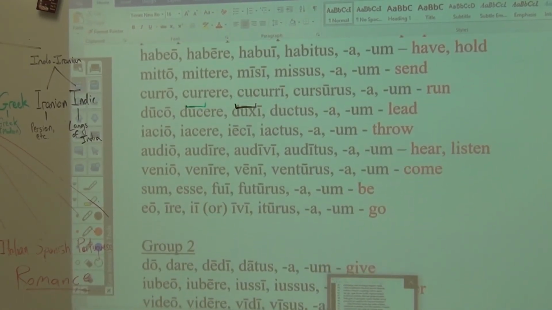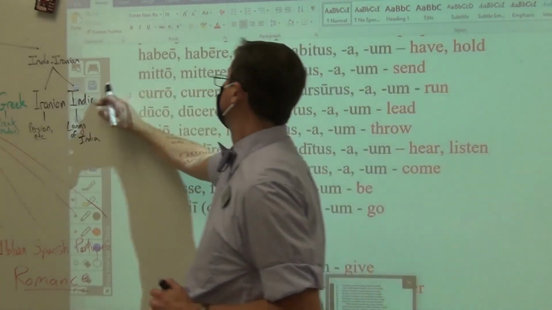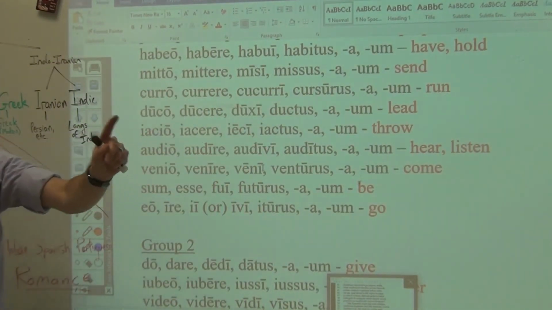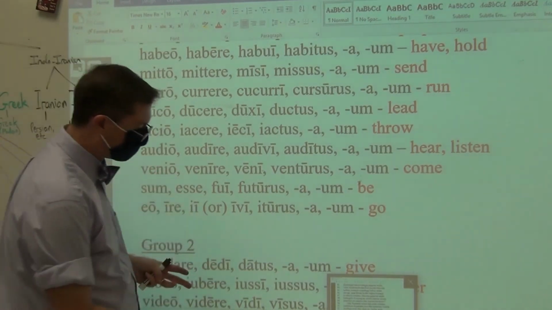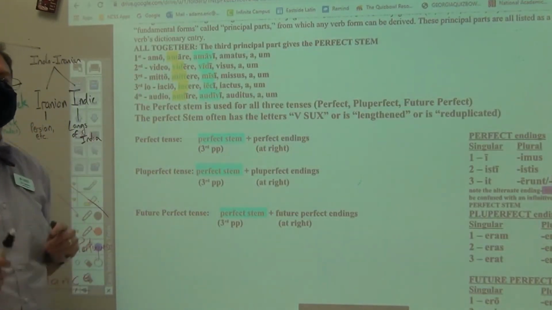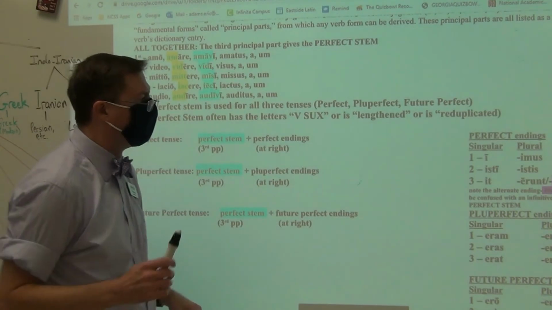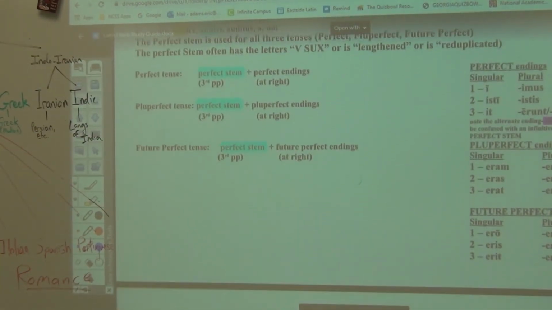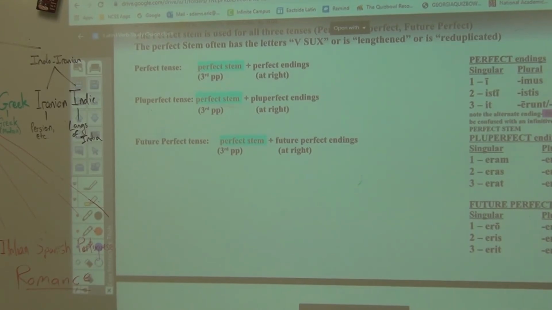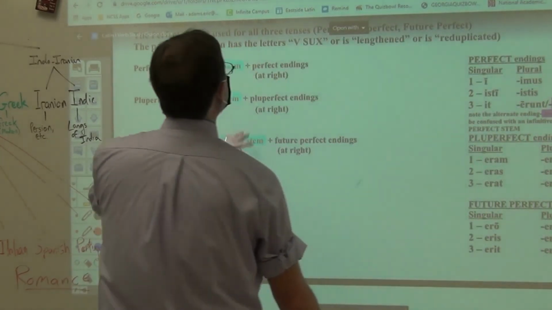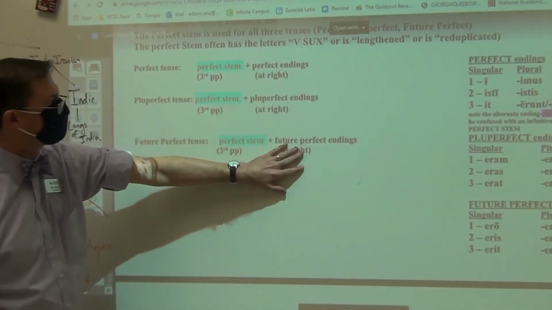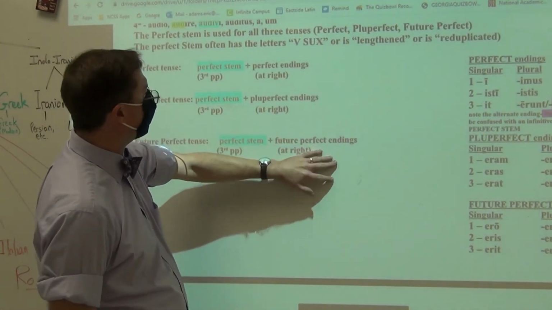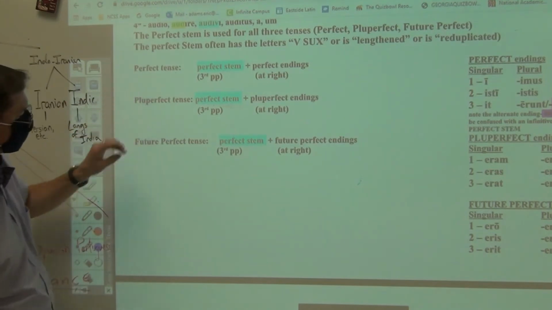And we see this with the verb curro, currere, cucurri. And so, V, S, U, X, or lengthened stem, or reduplicated. Now, what you then have to do to be able to correctly understand the perfect, pluperfect, and future perfect is just simply know the different endings. Because these endings are all different from each other to indicate whether the action is perfect, pluperfect, or future perfect.